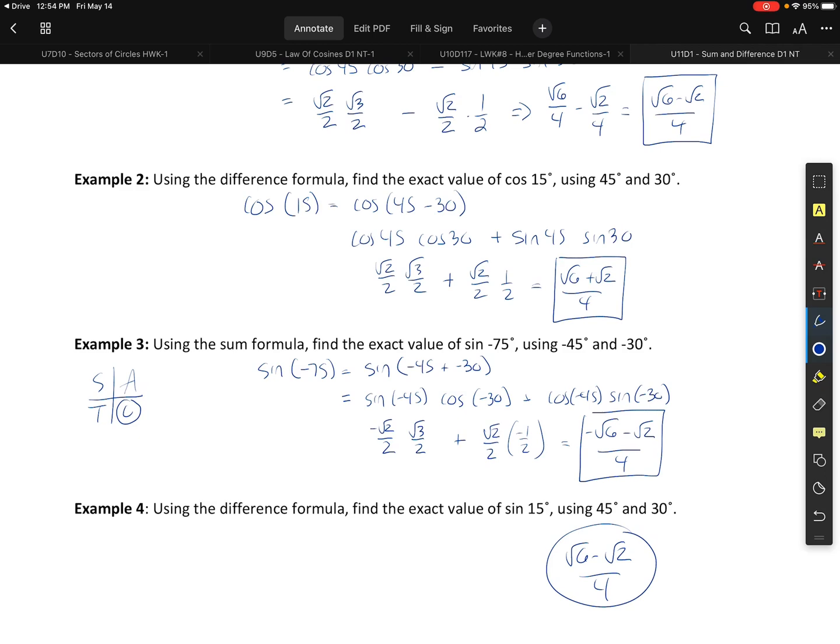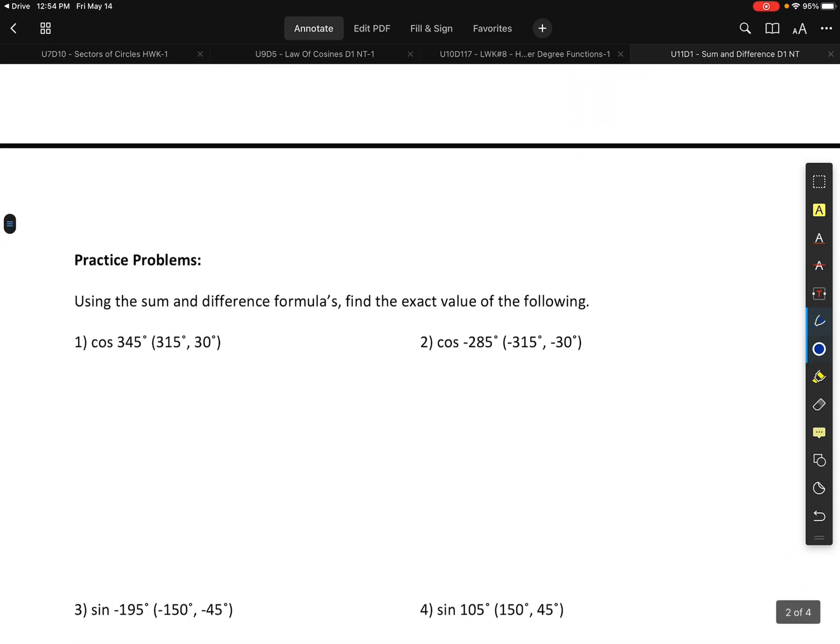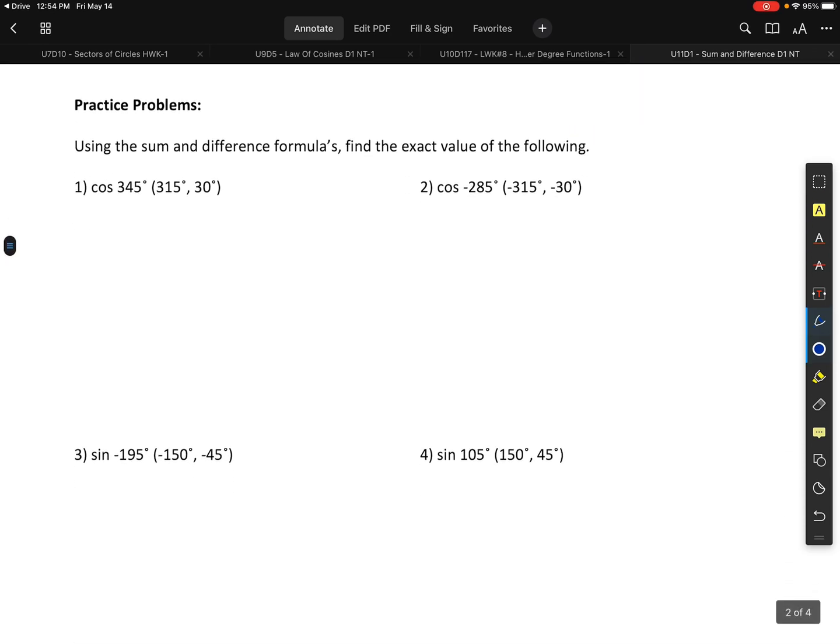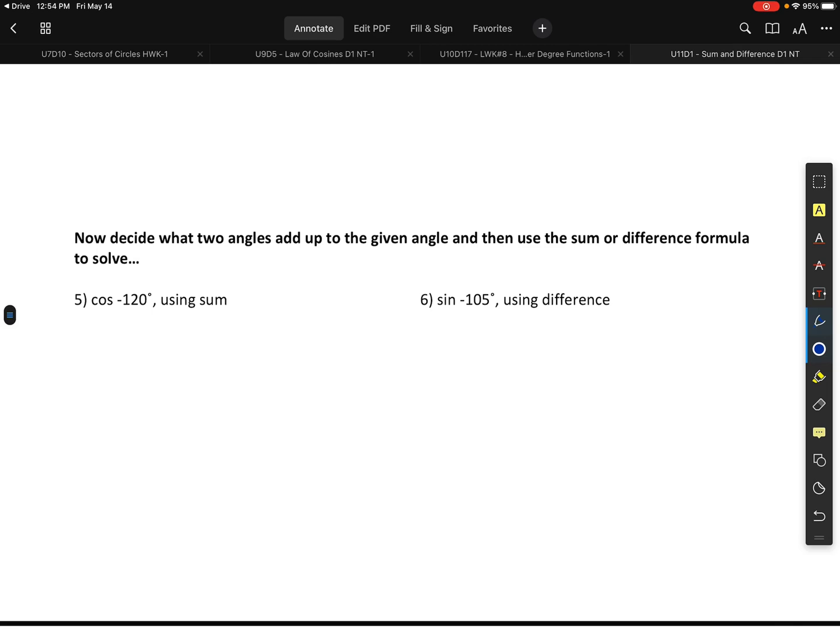If we move ahead for a second, here are some practice examples. You'll check with the answer key. Now we go down here. This is what we're working towards, being able to do this without being told what to do.